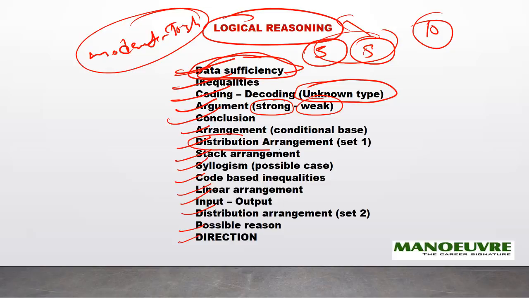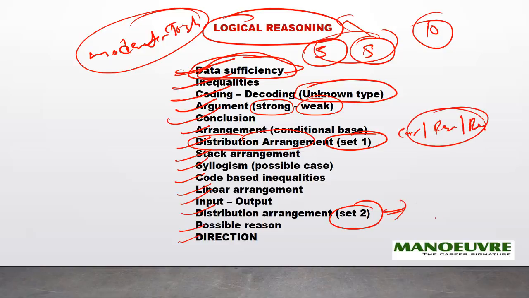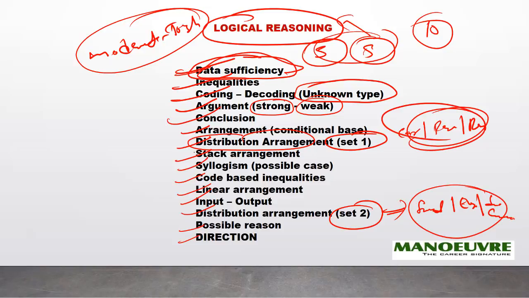Distribution, which is your matrix based arrangement, there were 2 sets, set 1 and set 2. In one set there was a combination of car and the person and their designation, and in the second set there were friends, and their branches in engineering and the different games they are playing. So these are the two kinds of questions asked from the matrix, from the distribution.